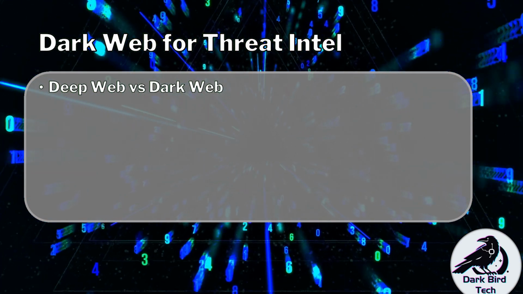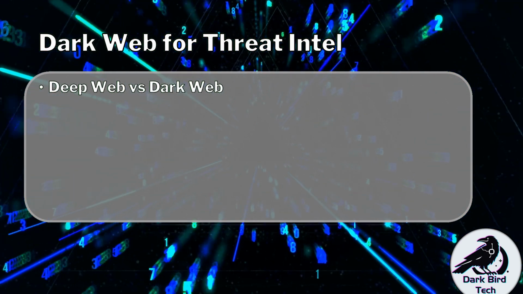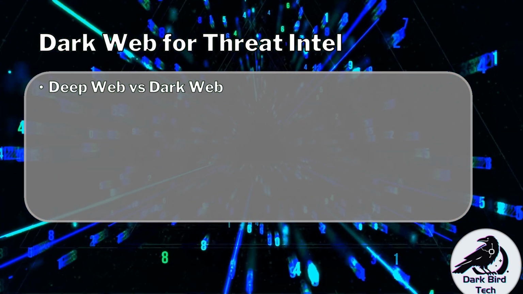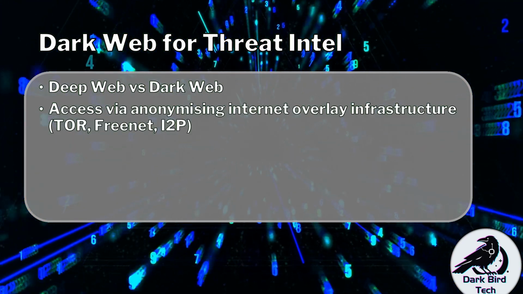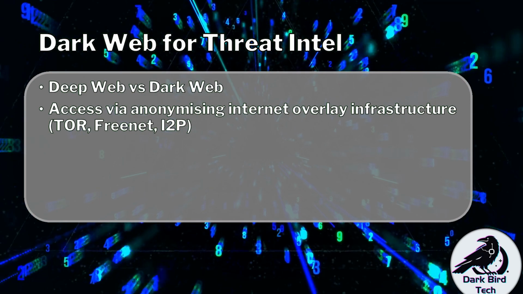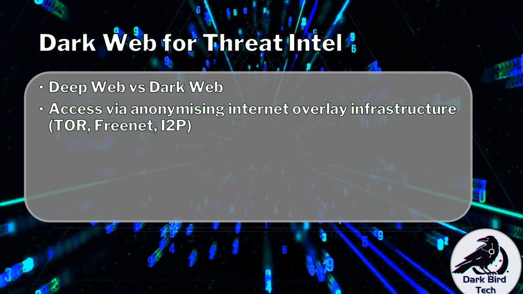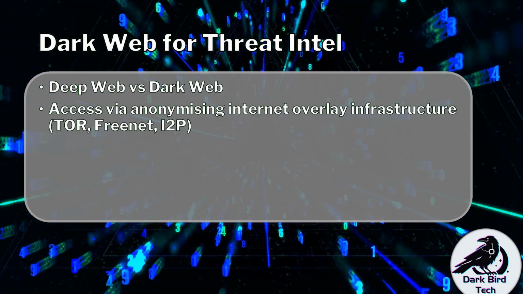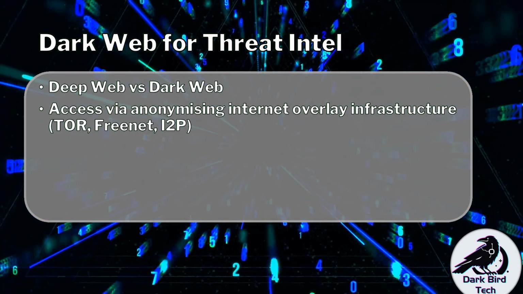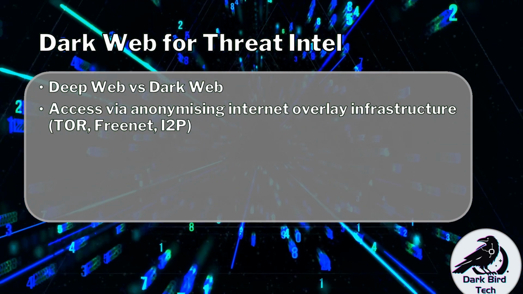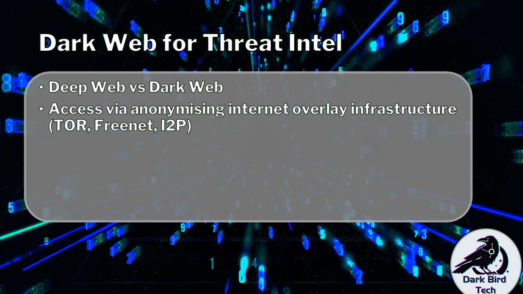Discussing hacking, sharing tools, selling illegal stuff, you get the idea. Dodgy stuff. Now, usually, a lot of the dark web platforms will require you to access them via an anonymizing internet overlay infrastructure, which is basically just something that runs on top of the internet to allow for anonymization of activity. The Onion Router network, or the Tor network, is very, very popular and widely known. But you also get Freenet and I2P.